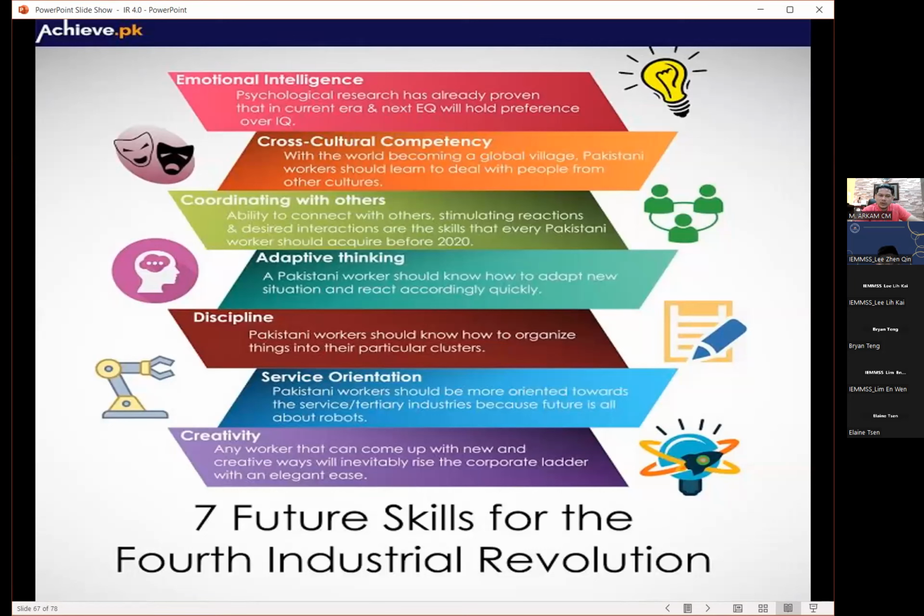Okay, what are the skills that are required for this IR 4.0? Emotional intelligence. So we're now talking about the EI, to put it at the highest hierarchy, because these things need to be stabilized first. We have emotional intelligence, cross-cultural competency, where we're talking about global interconnectedness, globalization is all about cross-cultural competency, where we need not talk about only our own localized issues. We also need to understand what is available in the global issues, so that we can participate.